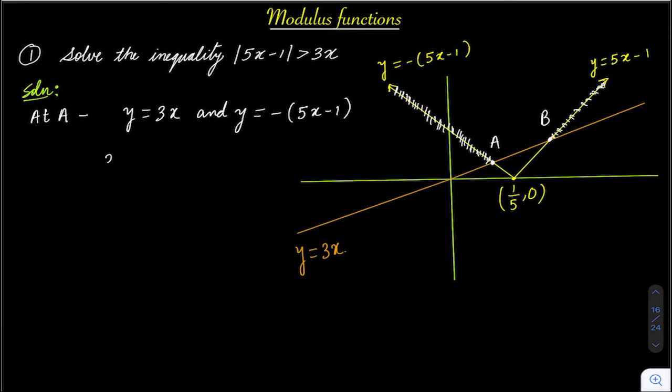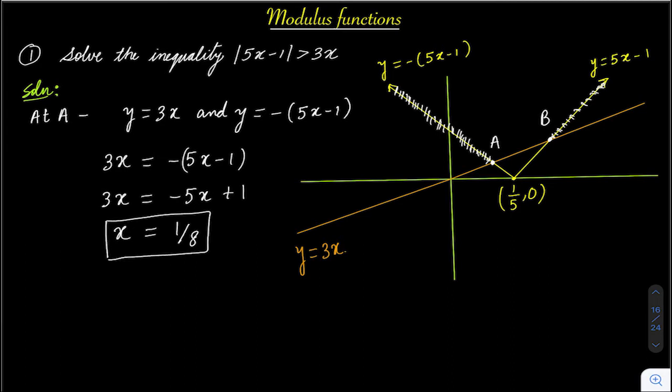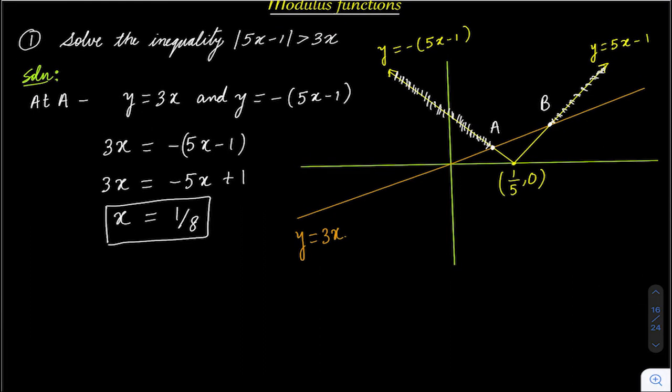So let's equate them. 3x is equal to minus 5x plus 1. So we are getting x as 1 over 8. When they say solve the inequality, it means we have to solve for x values, so we are not finding the y value. So this is my point A, the x coordinate is 1 by 8.